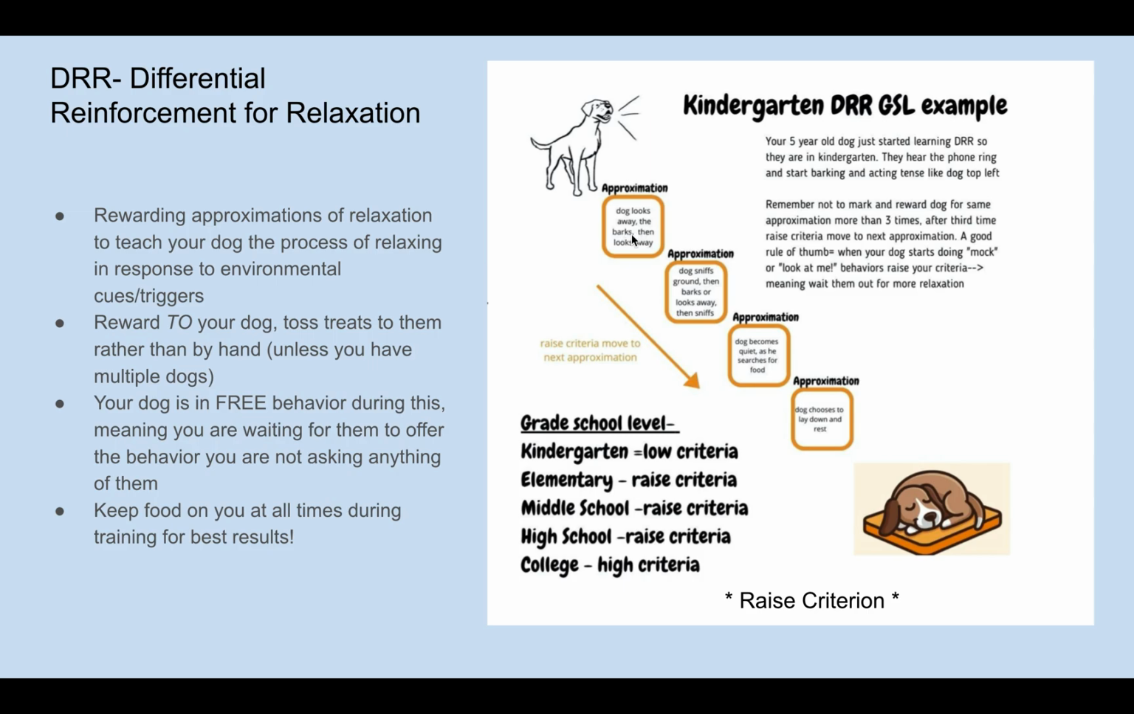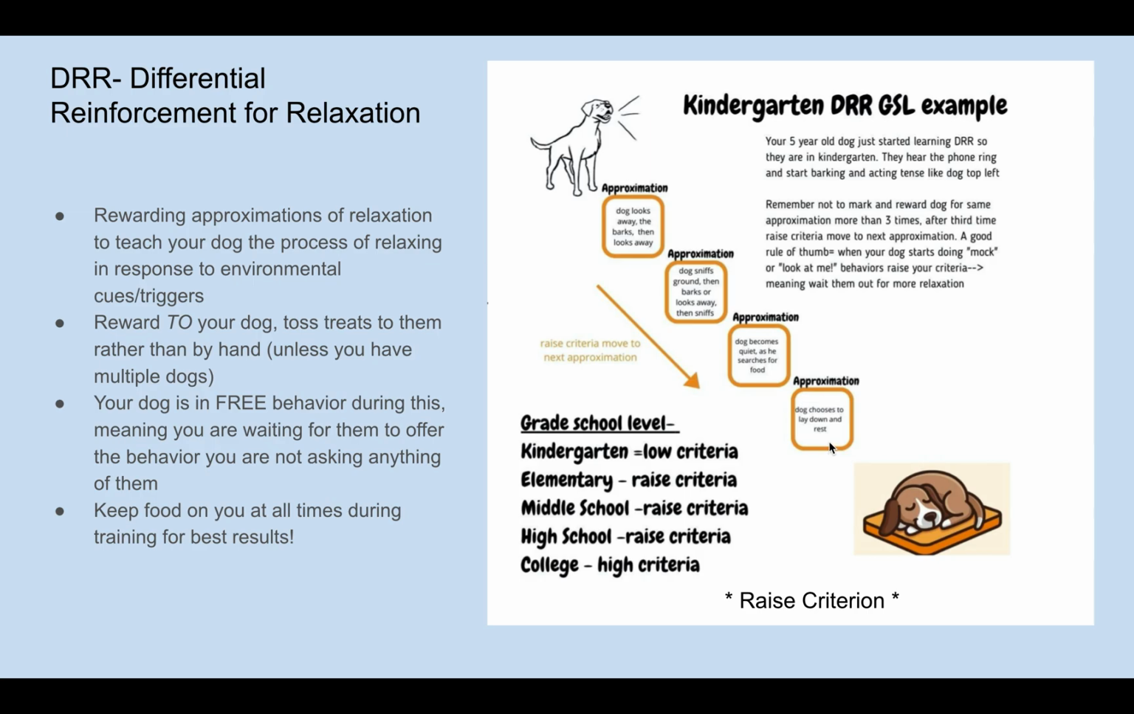And so in this one, I'm looking at look away. I'm looking at sniffing here. I'm looking at he's searching for food longer. And then he's like choosing to lay down and rest. So this is the beginning picture and the end picture. And we have criterion along the way. So looking away is my criterion here. Sniffing's my criterion here. Dog becomes quiet as he searches for food. So maybe he's like sniffing for longer here as a criterion. Sniffing for 3 seconds would be more specific.